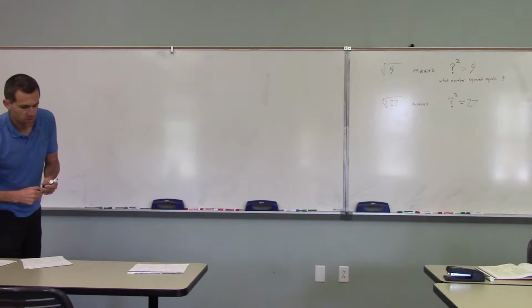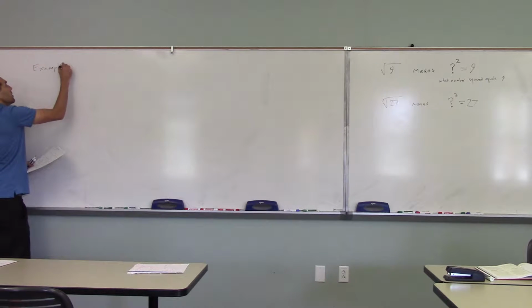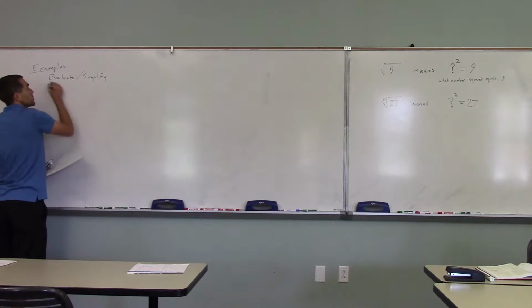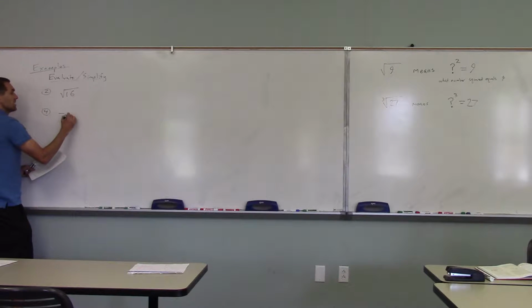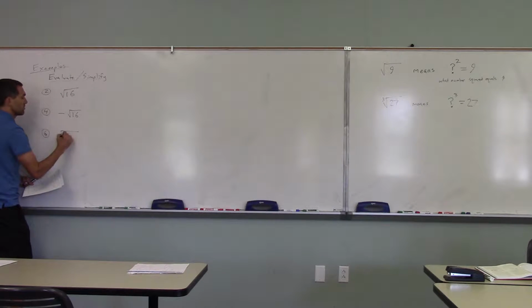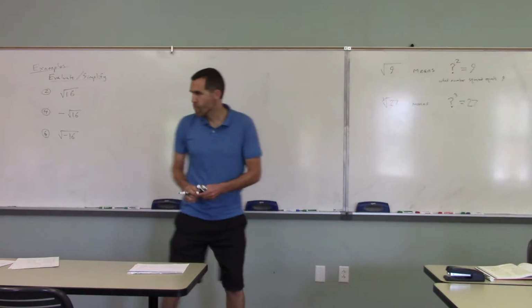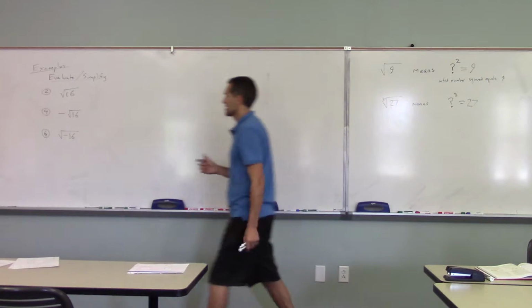Alright, so here's the first couple. The instructions will say evaluate, or they will say simplify. Since this is just an expression, you're just trying to get its value, you're not actually solving. Okay? Square root of 16, negative square root of 16, and square root of negative 16. Alright, so what would be the square root of 16? Yeah? 4. Exactly. So this equals 4.